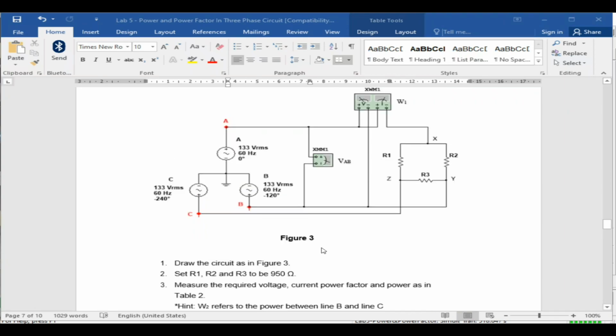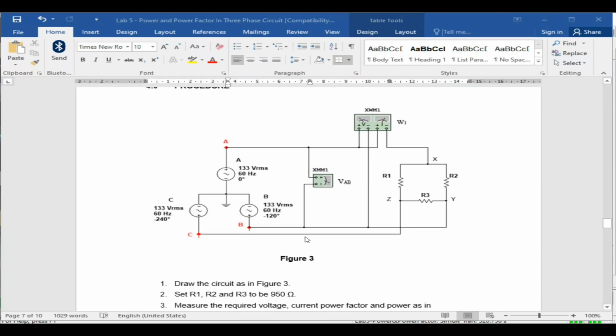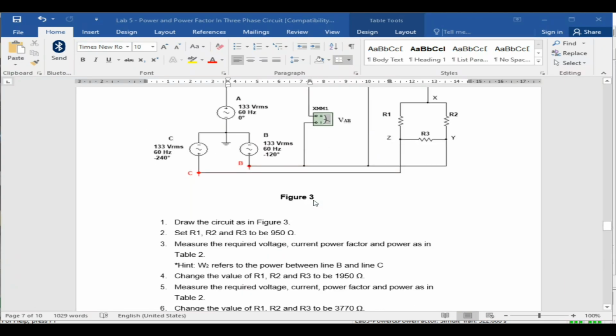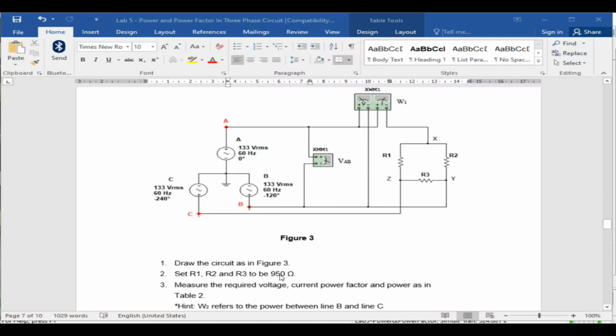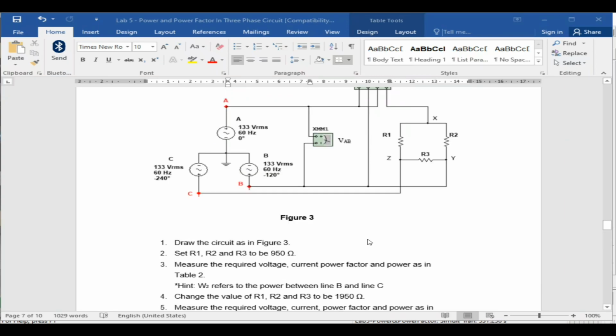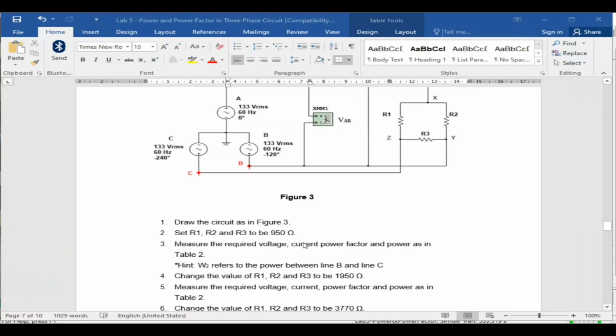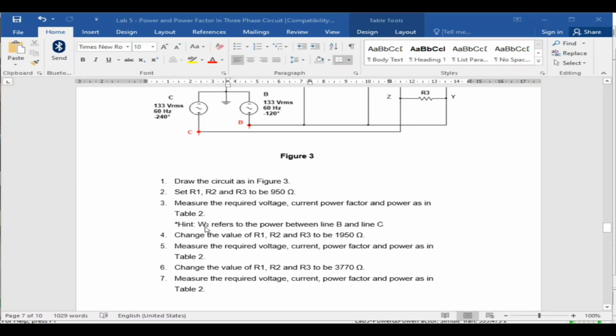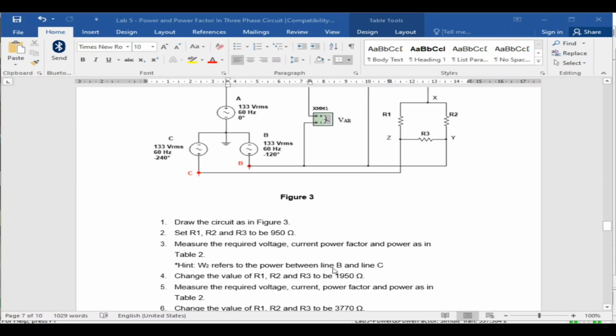According to the procedure, in this lab experiment I will only be showing the 950 ohm, as the procedure is the same for the other resistor values. So what we have to do is insert the second wattmeter into line B and line C between them. So I will show you the circuit.